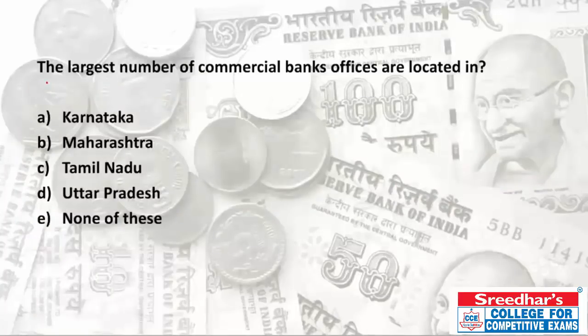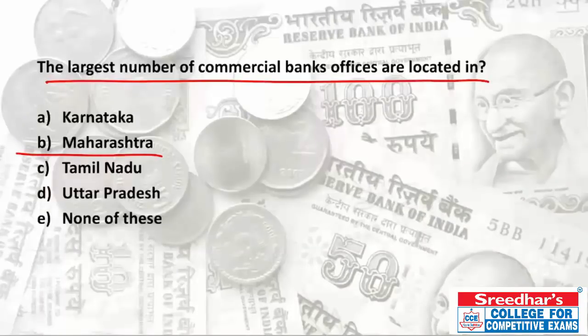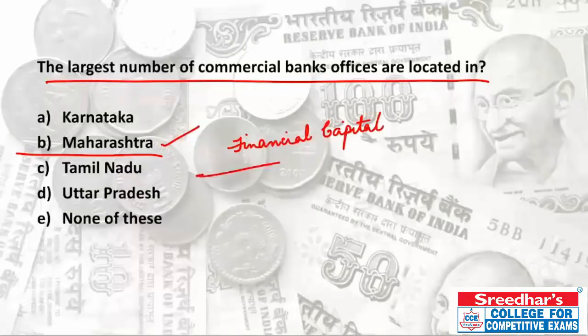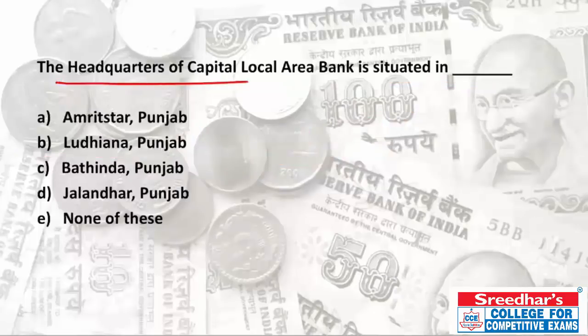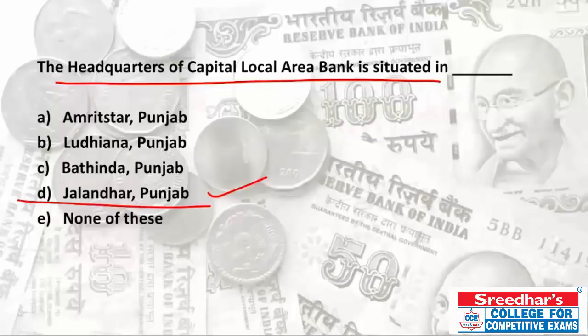Next is, the largest number of commercial bank offices are located in Maharashtra. Since the Britishers' time, Maharashtra was developed as a financial capital. Therefore, most commercial bank offices are located there. Even now, Mumbai, Maharashtra, is the financial capital of the country. So we can attribute the reason to this, having the largest number of commercial bank offices. The headquarters of Capital Local Area Bank is located in Jalandhar, Punjab.